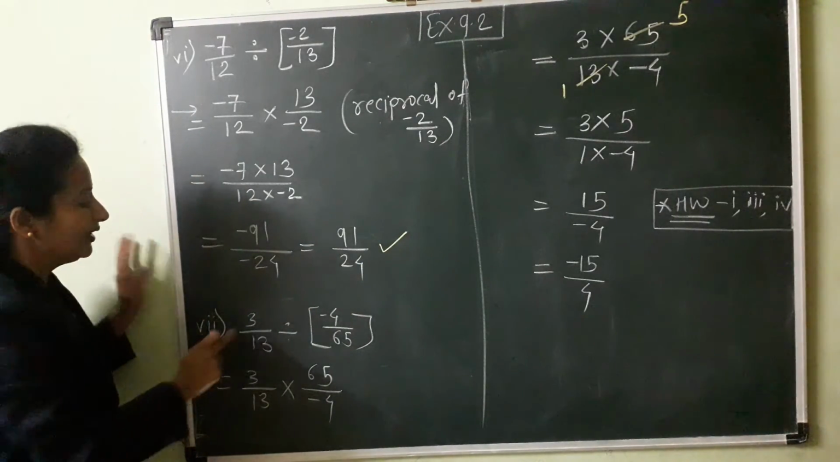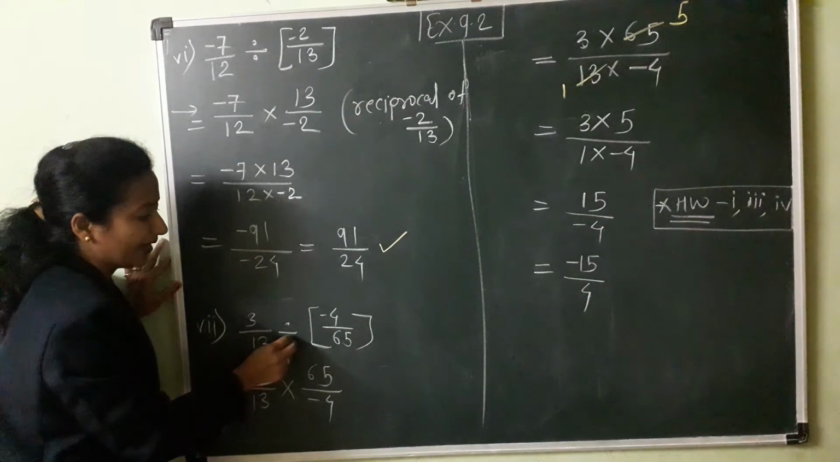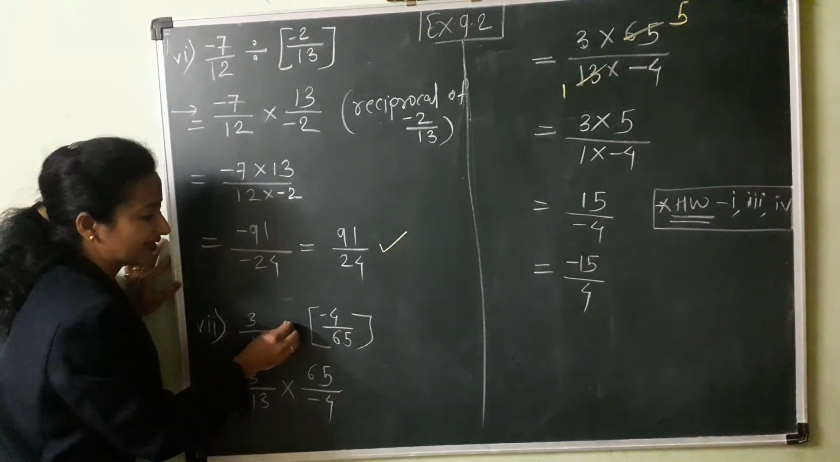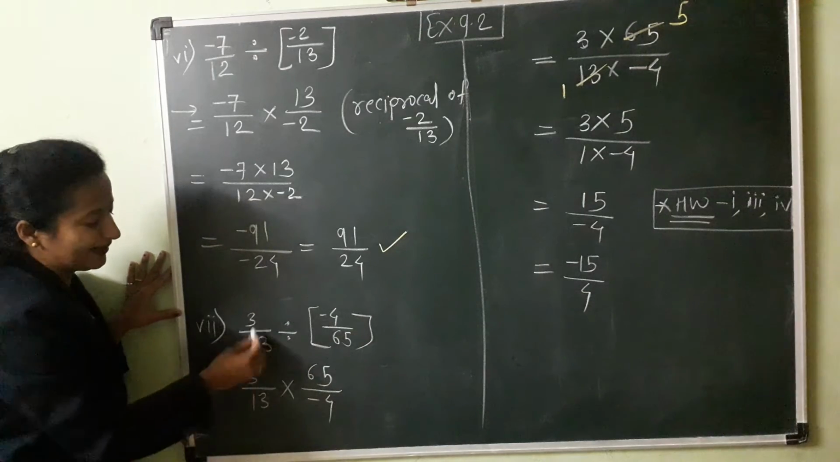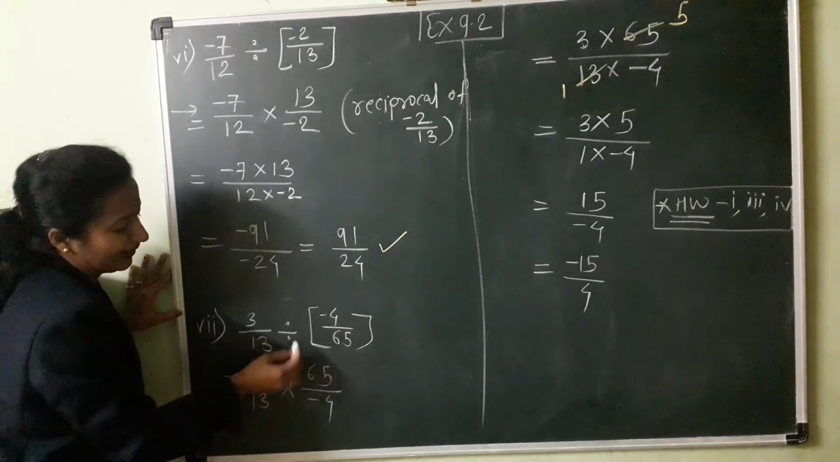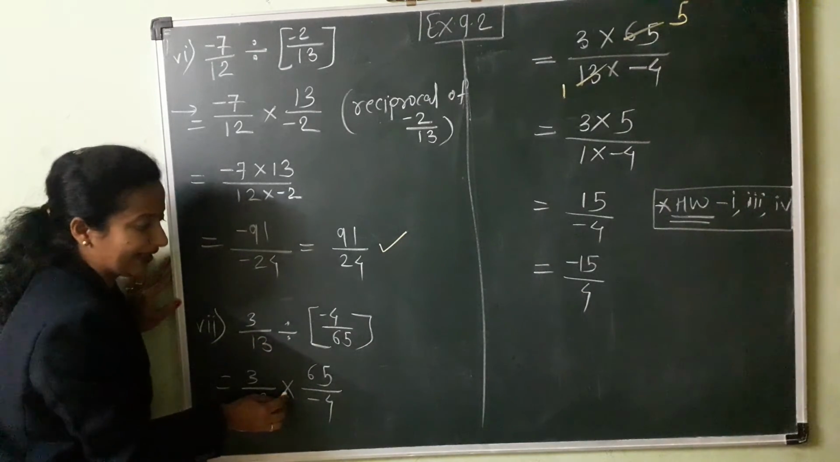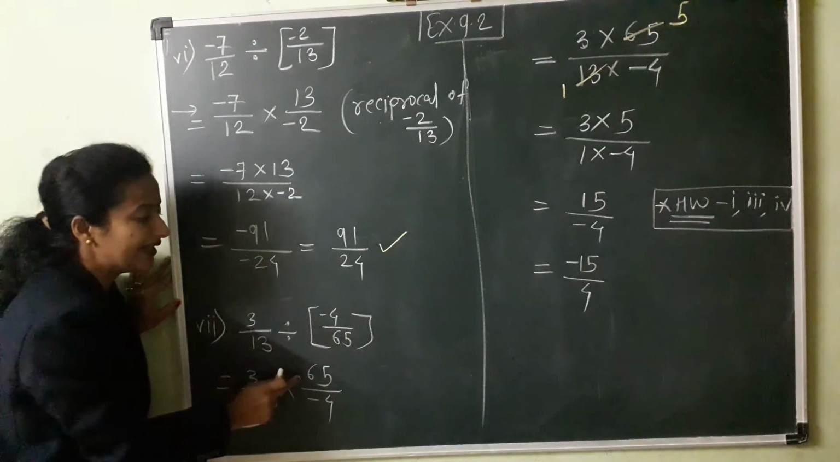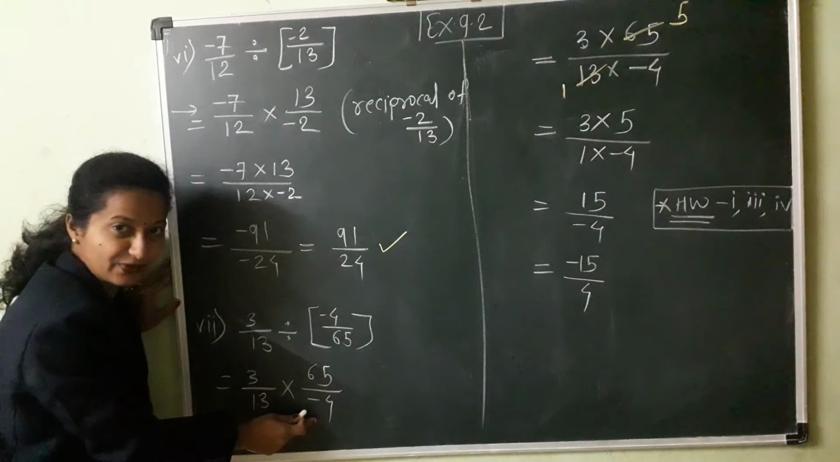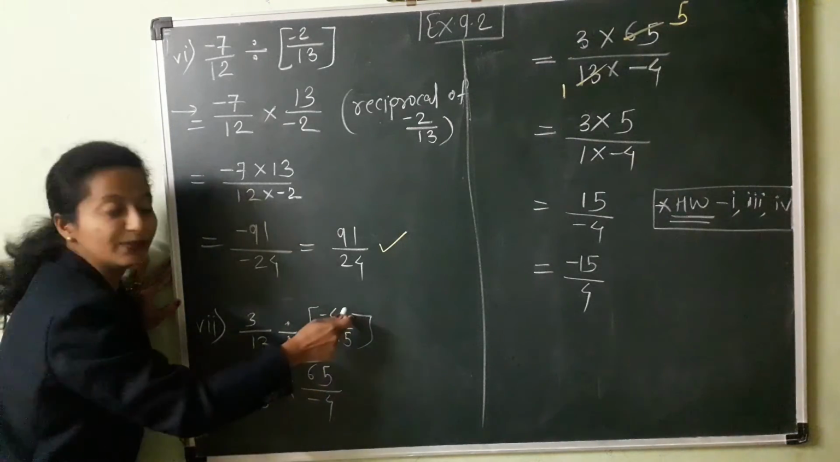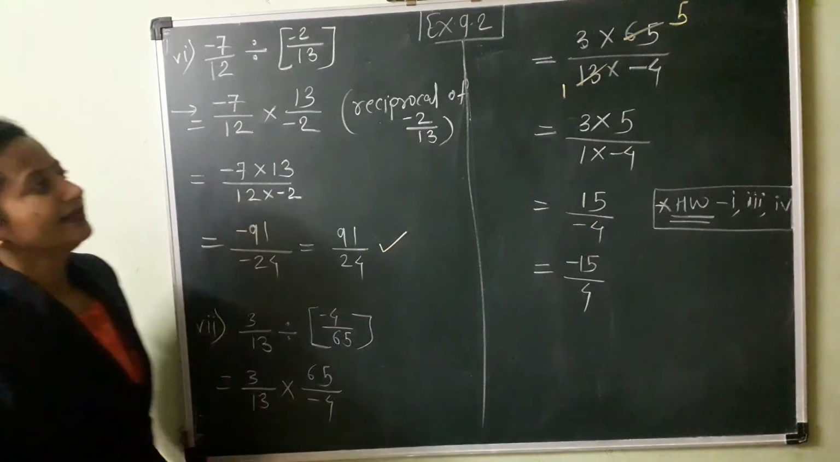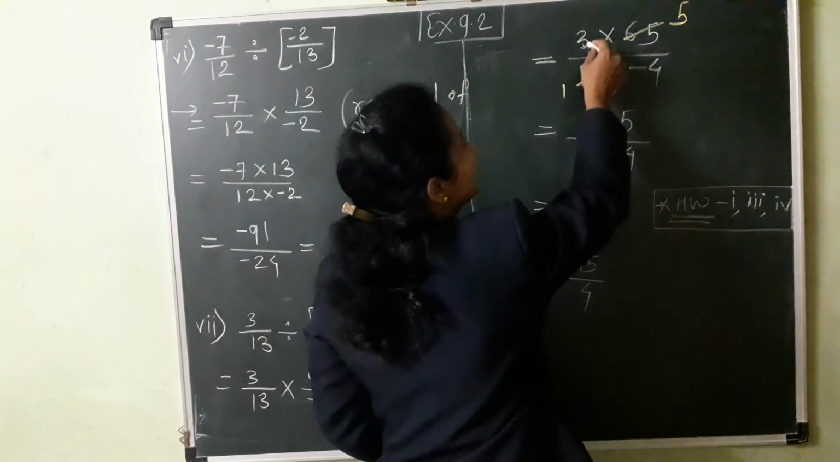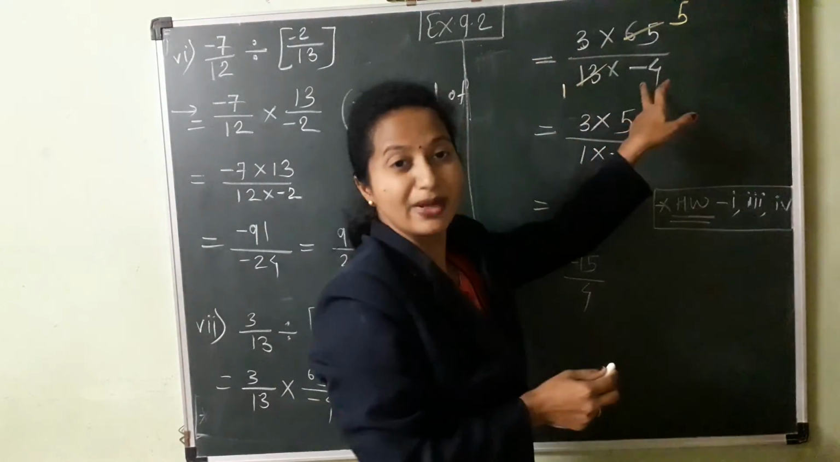And now the last sum, 3 upon 13 divided by minus 4 upon 65. So write down the first rational number. Then again put the multiplication sign here and use the reciprocal of this number. Minus 4 upon 65 means it is 65 upon minus 4. Right? This is the reciprocal of this number. Then multiply 3 by 65 upon 13 multiplied by minus 4.